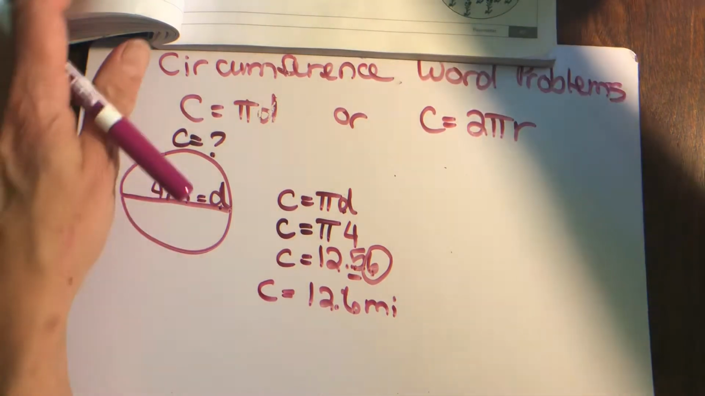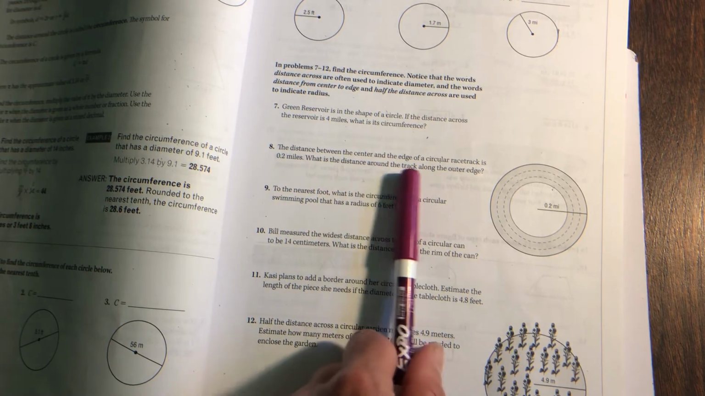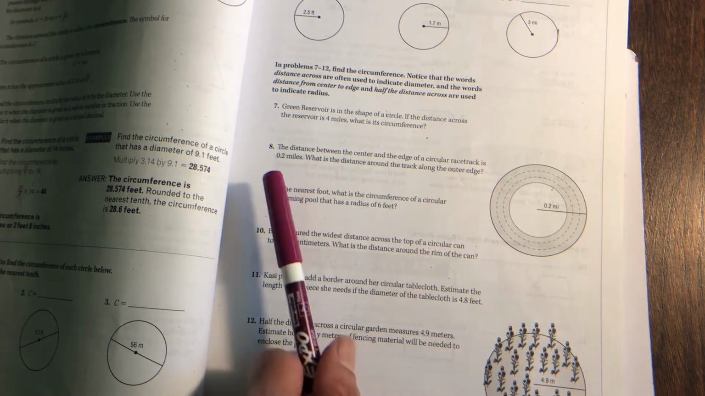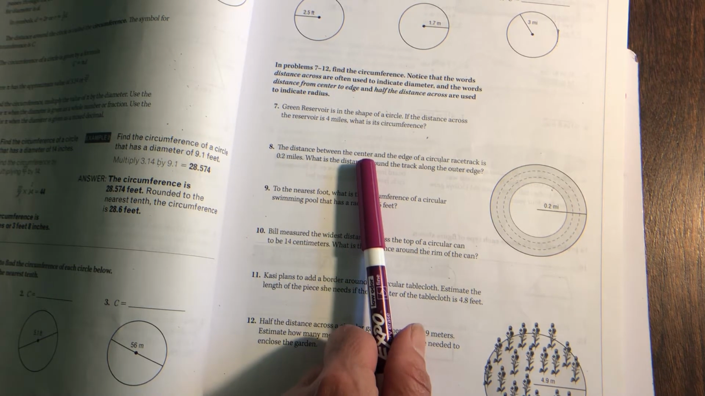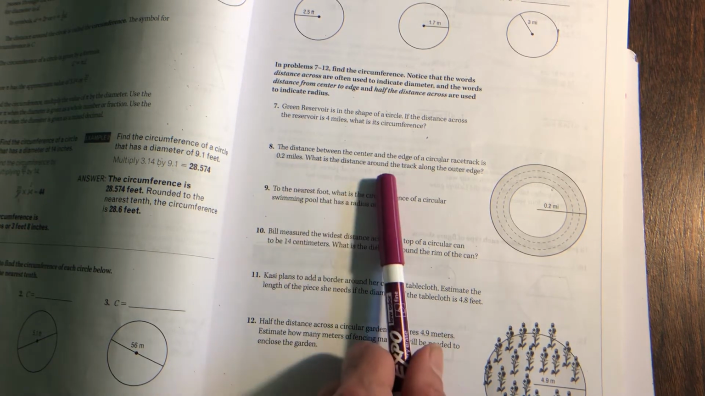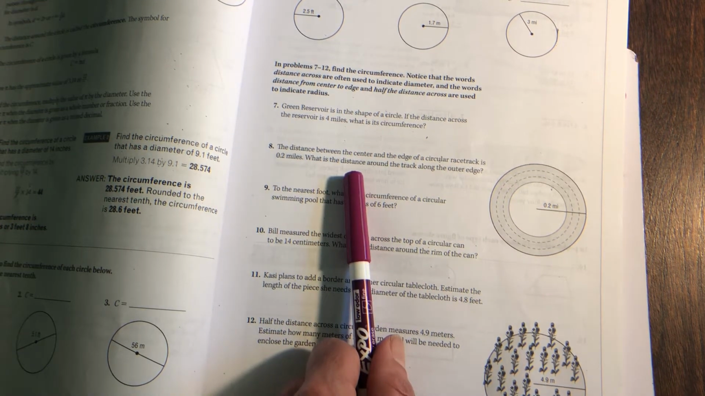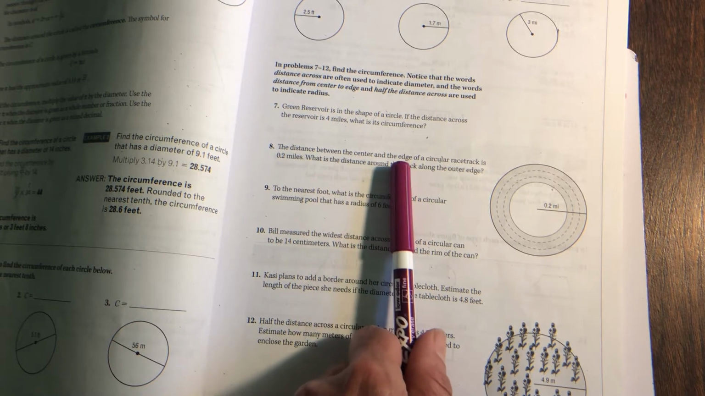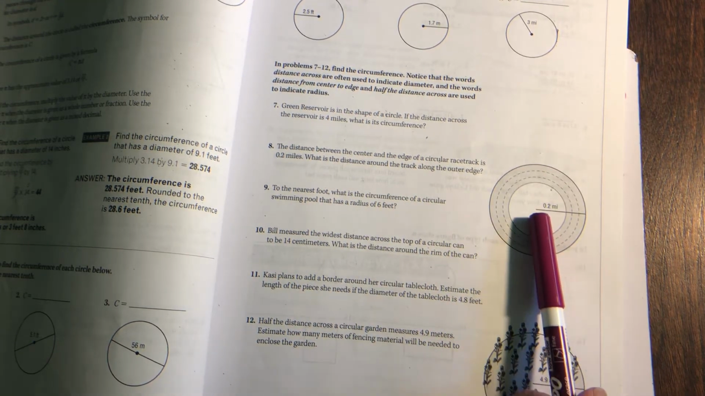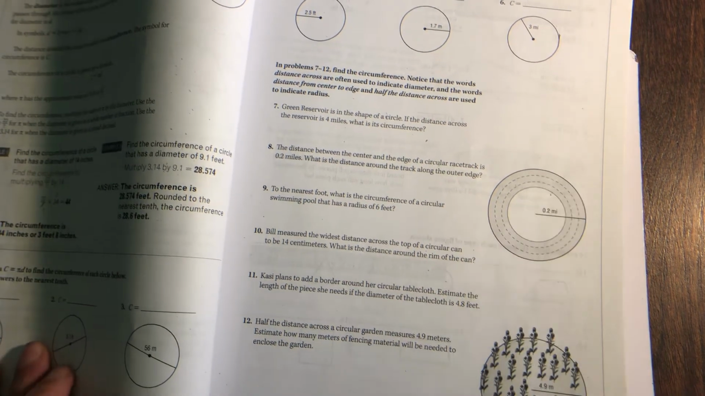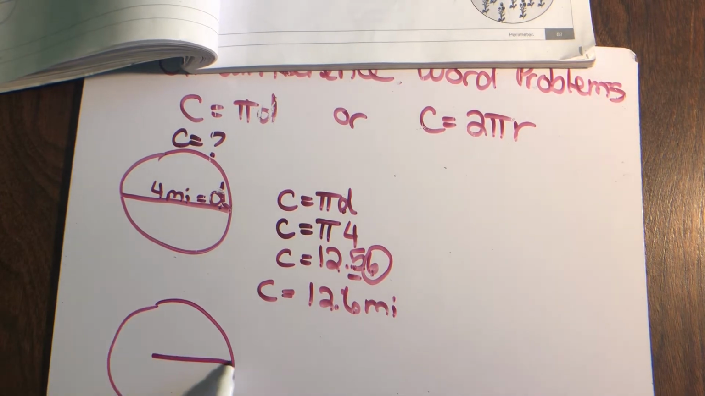All right, let's go to the next one. The distance between the center and the edge of a circular racetrack is 0.2 miles. So think about that, between the center and the edge. What is the distance around the track along the outer edge? Notice they're not using the word circumference. The distance around the track. Here's our picture over here. So we got it labeled here, which is nice. Well, we have it drawn. We're going to redraw it and label it.